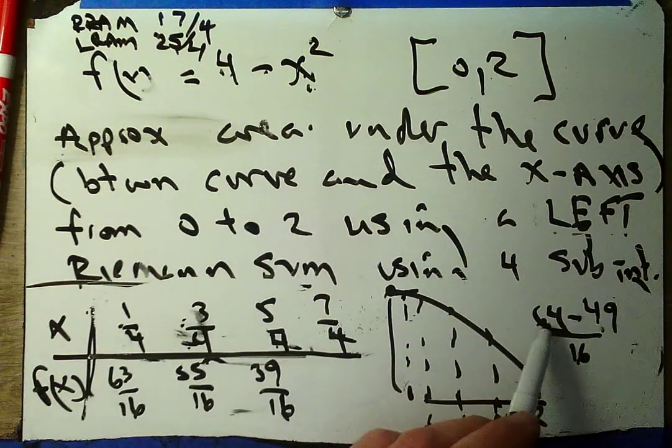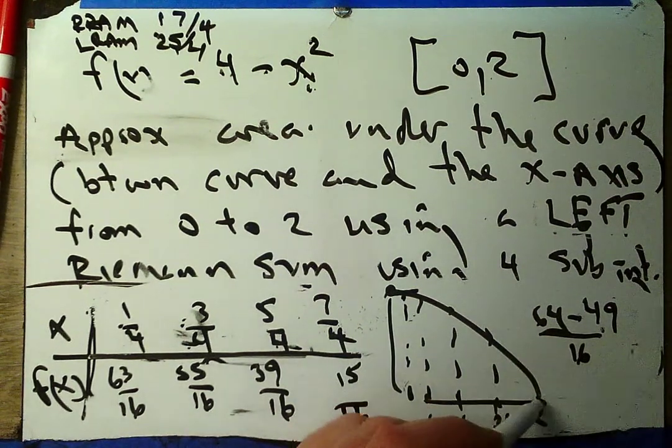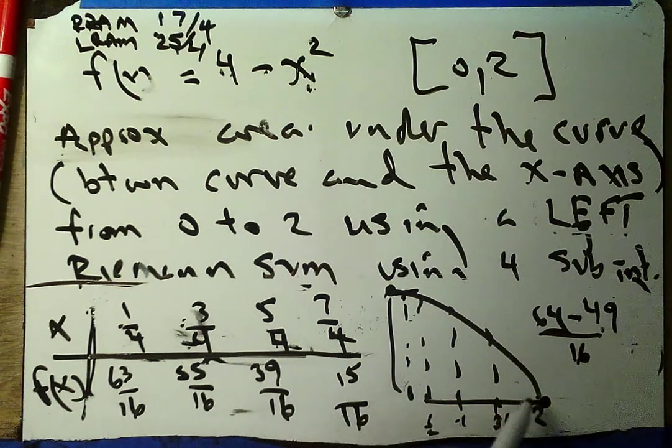64 minus 49, I believe, is 15/16. Okay, and again, you know, at 2, the value of the function is 0, but over here at 7/4, we're saying that that value is near 1, not 1, just a little less than 1.